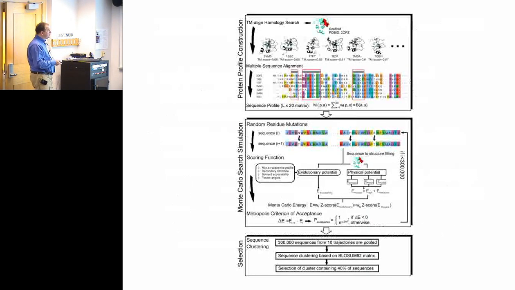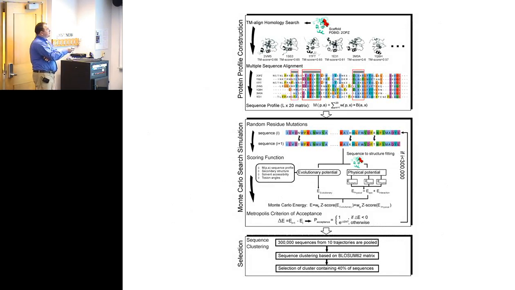So the design algorithm can be thought of as having three basic parts. First, we're going to generate a protein profile construction, which is much like protein threading. Then we're going to do a randomization simulation, a Monte Carlo search simulation, and then we're going to do a final sequence selection via clustering.